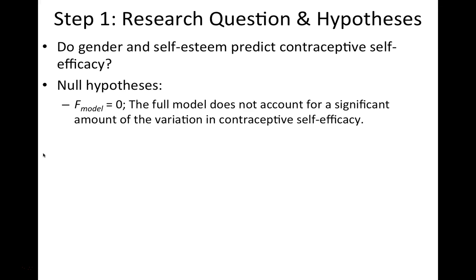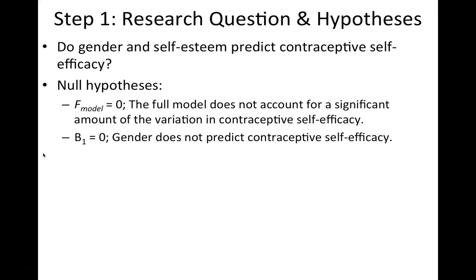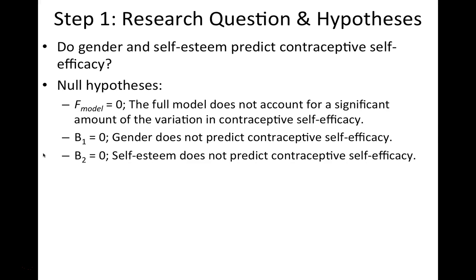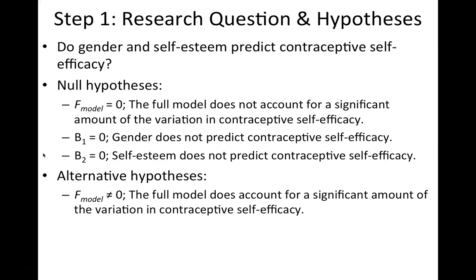So our null hypotheses, we can talk about this full model. This is an F value that we get for the full model. So we could say our full model does not account for a significant amount of the variation in contraceptive self-efficacy, and our slope for the first factor is 0, so gender does not predict contraceptive self-efficacy. Our slope for the second factor is 0, that self-esteem does not predict contraceptive self-efficacy. Our alternative hypotheses are that the full model, the variance it accounts for, is not 0. It's greater than 0, typically, is what we're thinking here. The full model does account for a significant amount of the variation in contraceptive self-efficacy.